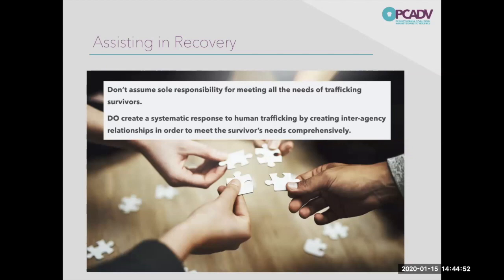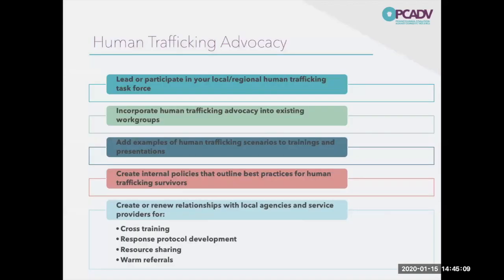We don't do this for our domestic violence survivors. Why on earth would we do it for trafficking survivors? We create a systematic response in the same way that we do for anything else, and we create interagency relationships in order to meet that survivor's needs comprehensively. So what does that look like? It can look like leading or participating in a local or regional human trafficking task force. It can also be incorporating human trafficking into existing task forces or work groups.